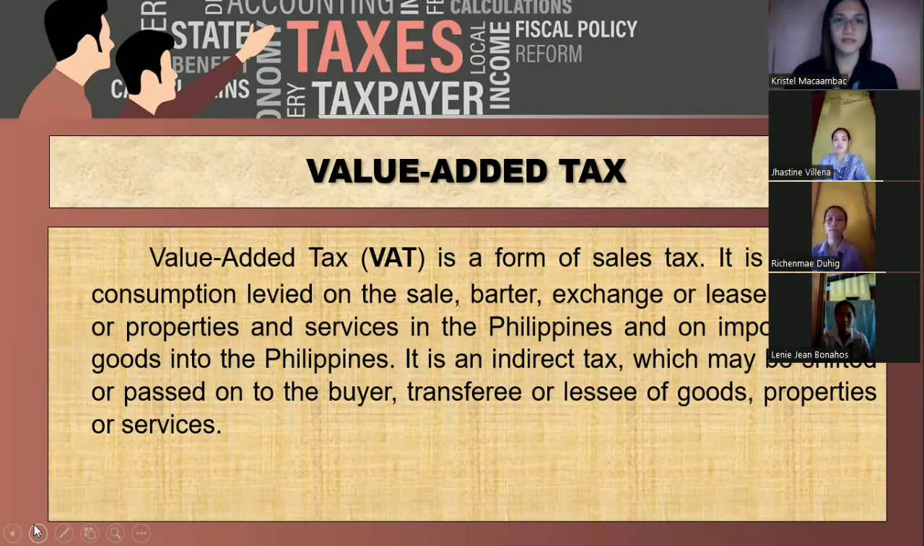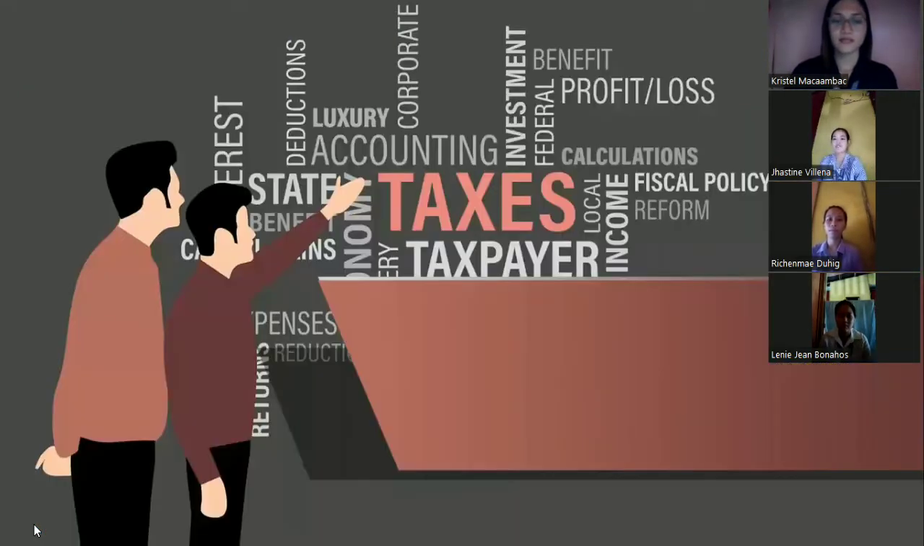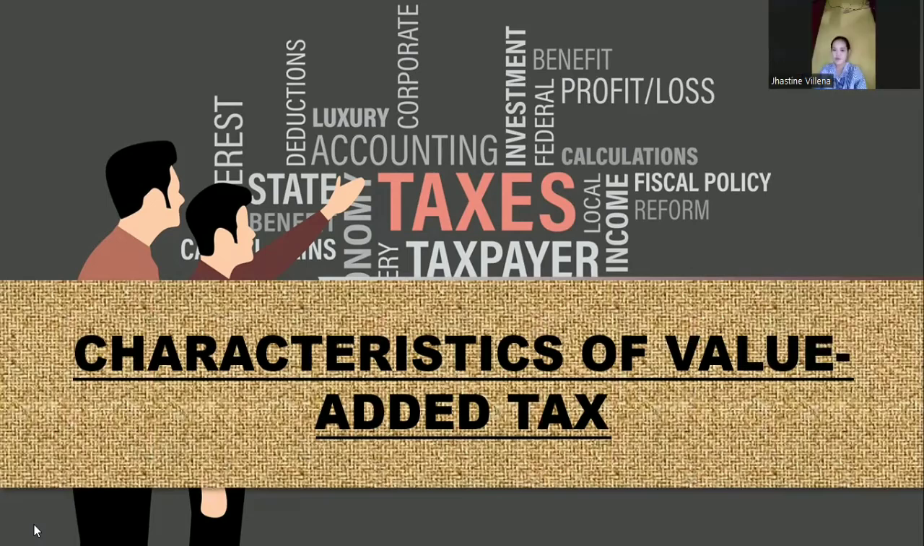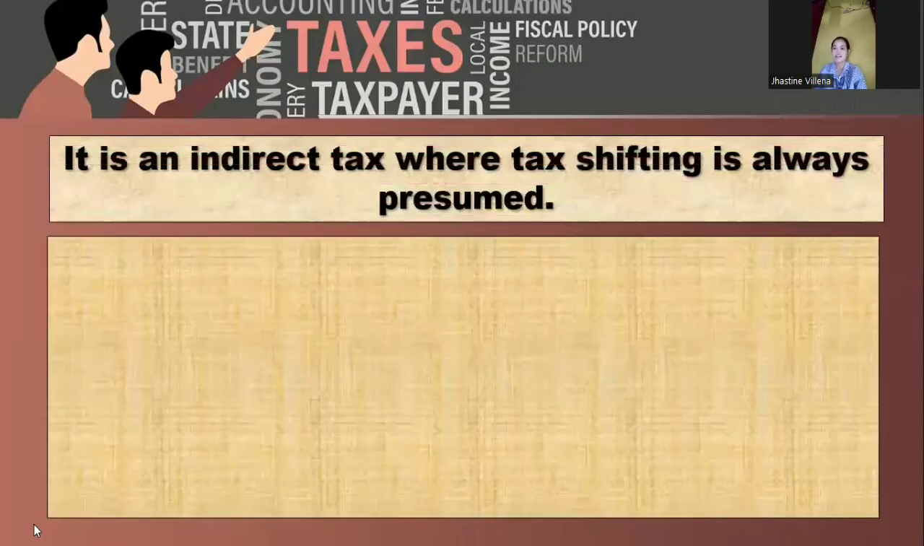So, as we all know, business tax has three different types, and VAT is one of them. Each type has a different identification before a certain operation is considered covered by such type of tax. With that, we'll now focus on the characteristics of VAT or value-added tax. First, it is an indirect tax where tax shifting is always presumed.